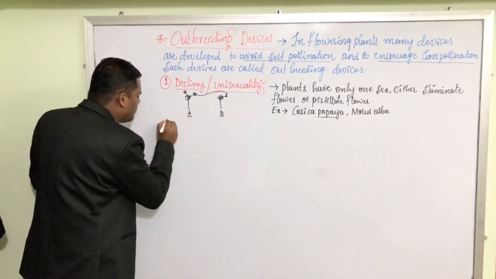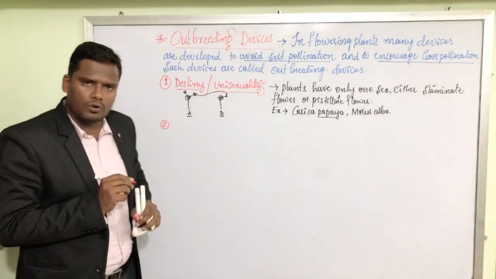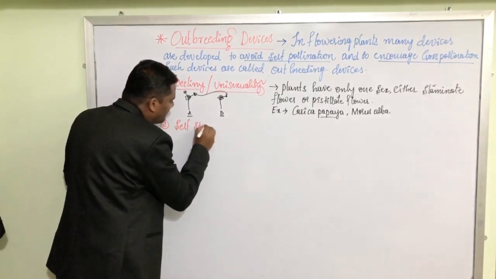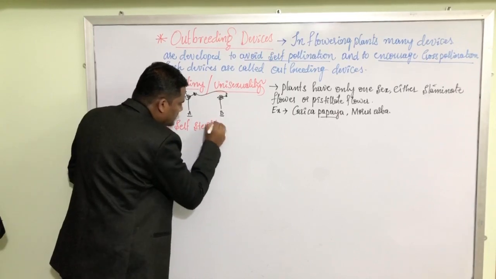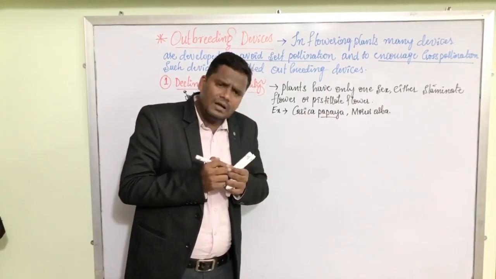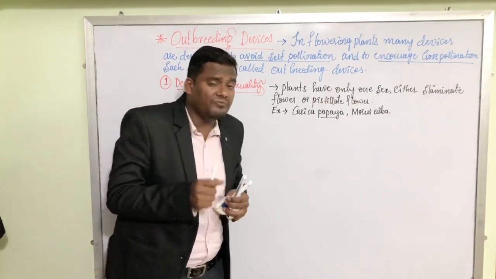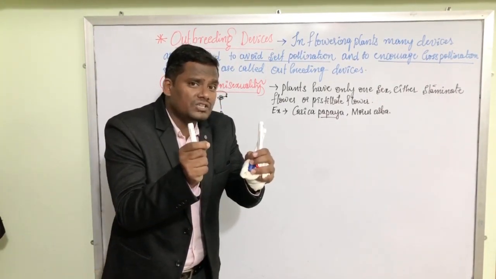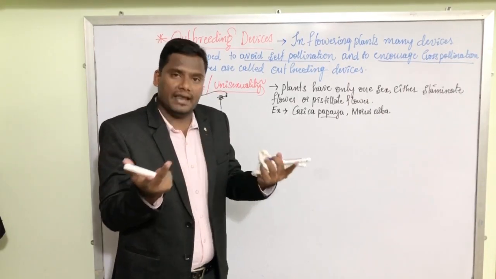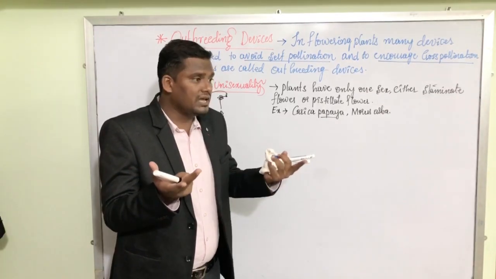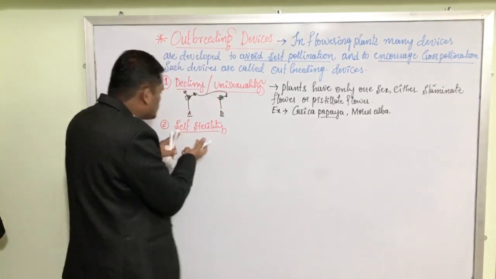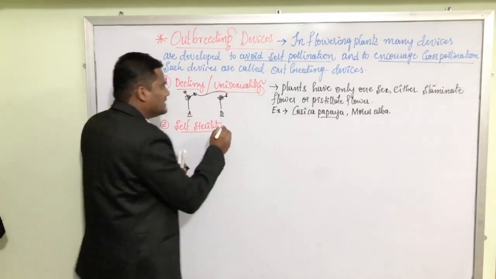Then the second outbreeding device is self-sterility. Self-sterility means if the pollen grains of the same flower are dropped on the stigma of the same flower, then such pollen grains never germinate. That means here self-pollination is not encouraged. That is known as self-sterility.